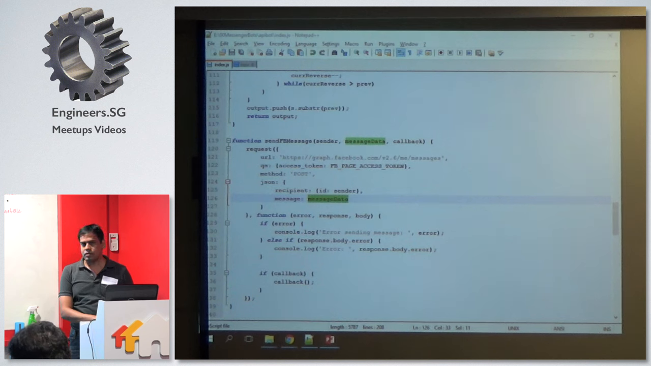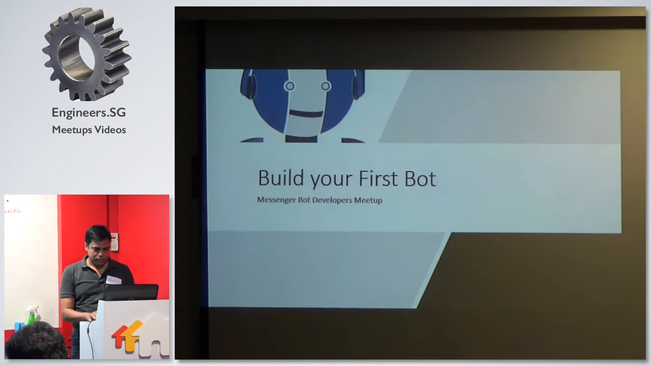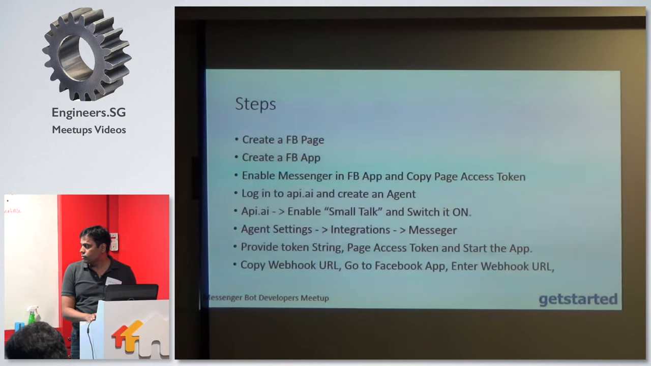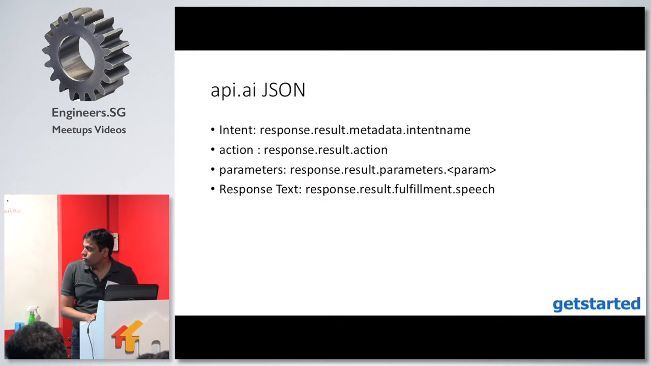Okay, any other question? So these are some of the parameters that you need to understand from the JSON: the intent name, action parameters, and the fulfillment dot speech. These are the few parameters that you would deal with when you develop an app.